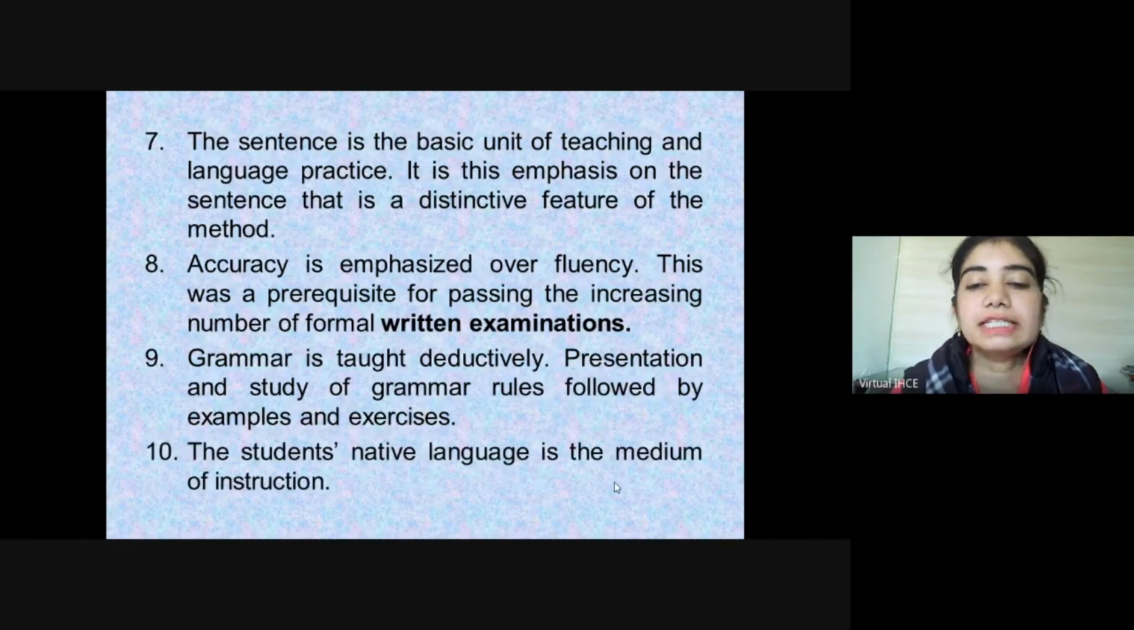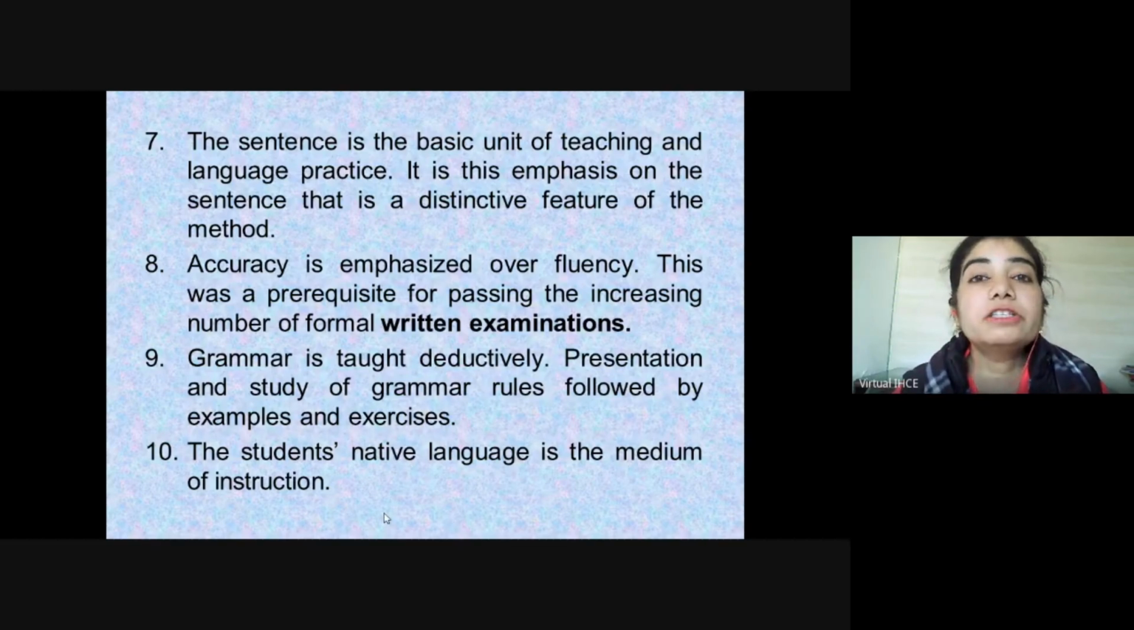The student's native language is the medium of instruction, meaning the mother tongue. The teachers and the students were allowed to speak in the mother tongue. So how will they learn the language? Without practice, without any inspiration of model speech. So it was very much difficult to acquire the spoken language. The student's native language is the medium of instruction.